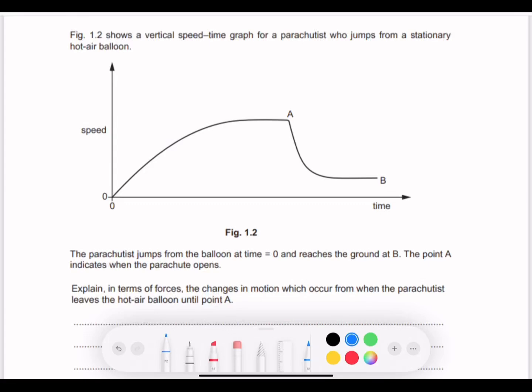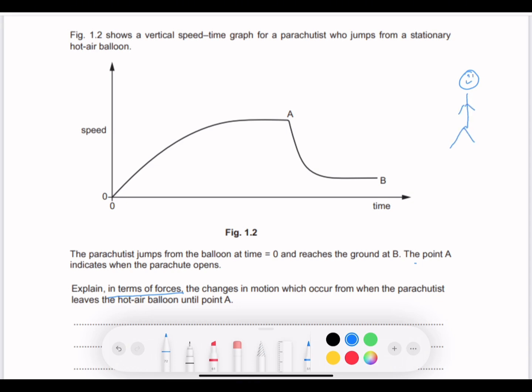Figure 1.2 shows a vertical speed time graph for a parachutist who jumps from a stationary hot air balloon. The parachutist jumps from the balloon at time 0 seconds and reaches the ground at B. The point A indicates when the parachute opens. Explain in terms of forces the change in motion which occurs from when the parachutist leaves the hot air balloon until point A. Let's say this is Skydiver.